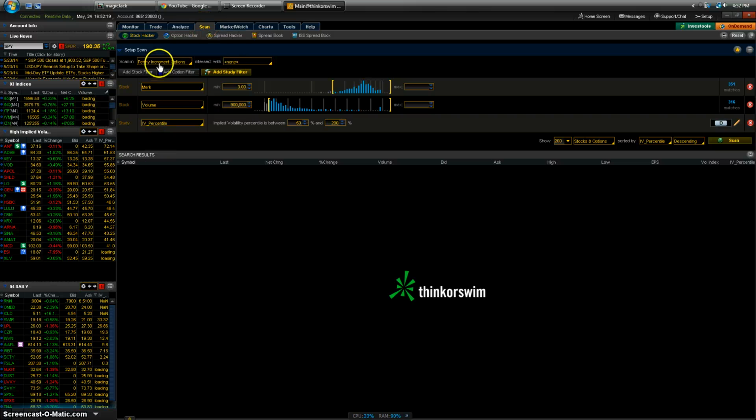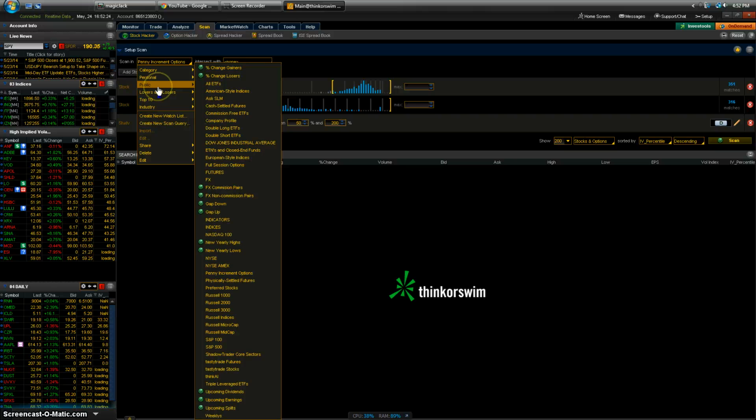Click on scan, okay? You're going to go to setup scan. You want this to say penny increment options. There's a list here, personal or public. This is your personal stuff, and there's a public list. All I did was go to public, scroll all the way down, and look, here's penny increment options. There's even a list for Tasty Trade stocks, a list of stuff that Tasty Trade follows.